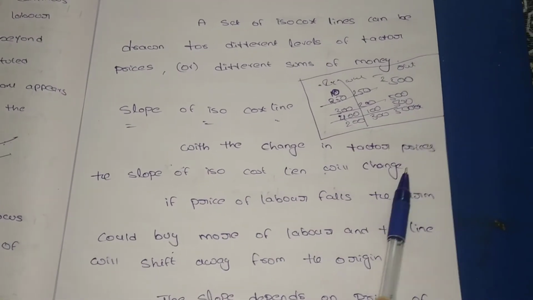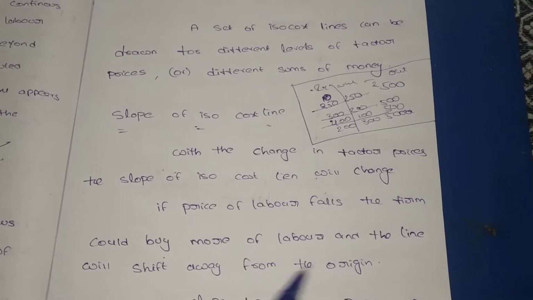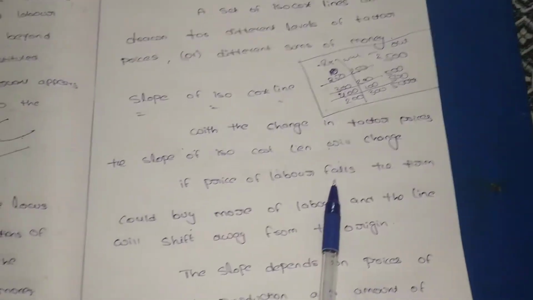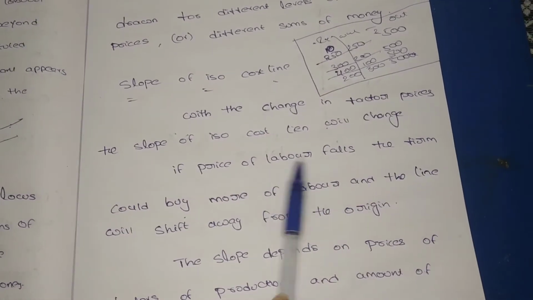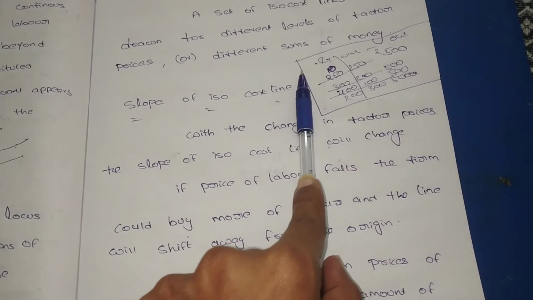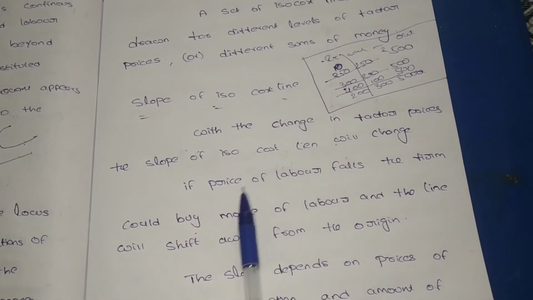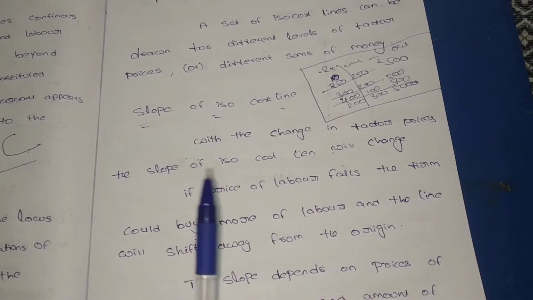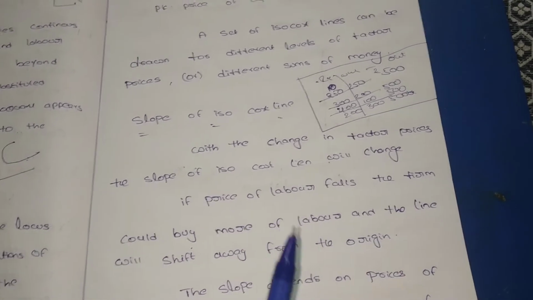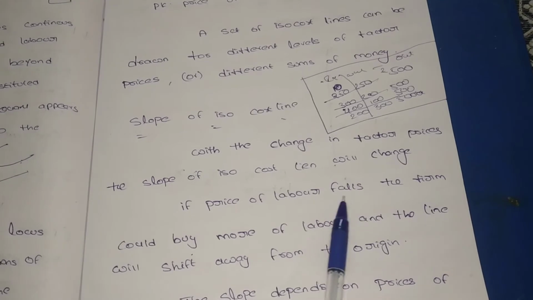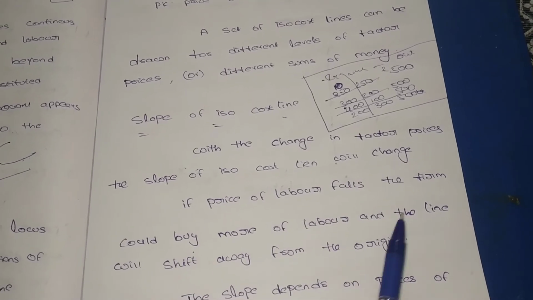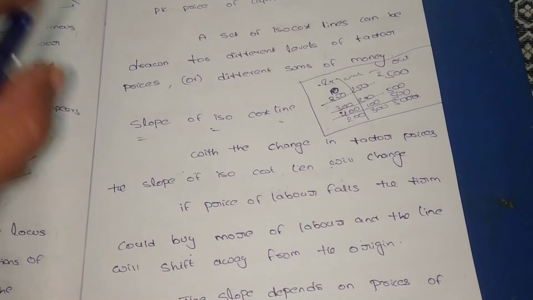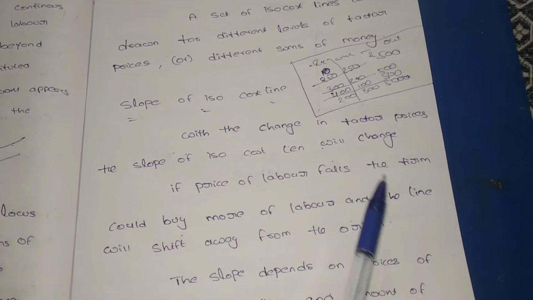With the change in factor prices, the slope of the isocost will change. If there is a change in prices, the line will also change. If the price of labor falls, they are taking labor and capital, but I am taking rice and wheat. Suppose we are paying 300 rupees for one labor, but it falls to 200, so we can appoint more labors. Then the firm would buy more labor and the line will shift away from the origin. Shift away means away from the origin, but the shape is downward sloping to the right only.